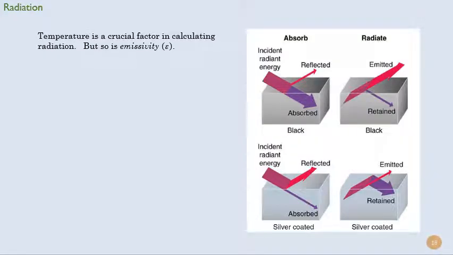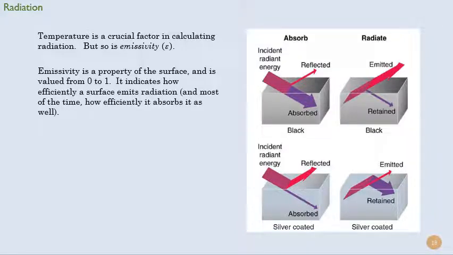All right. The last thing about radiation is what's called emissivity. Temperature has a big role in how much radiation is being emitted from an object, but so does emissivity, and that has to do with the actual surface. Okay, so emissivity can range from 0 to 1, and it tells you how much energy it can absorb or reflect.